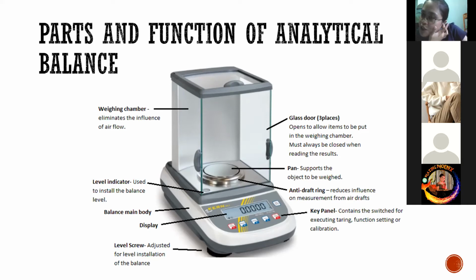And then we have the so-called level indicator. This is the part of the balance that indicates whether the position of the level screws, or in layman's terms the feet of our analytical balance, is correct. As you know, there is a ring at the center, and the ring should really be at the center to ensure that our analytical balance is truly level.